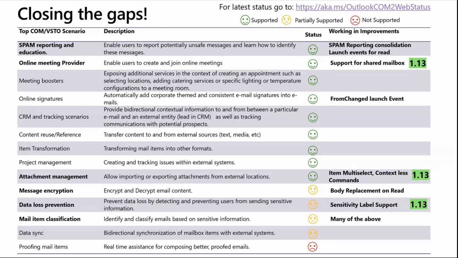So we're going to be shipping soon some improvements for spam reporting add-ins. In 1.13 we're including support for shared mailbox, something that you guys have asked for a lot. Item multi-select, contextless commands, and so on and so forth. Some of them are part of our announcement at the conference, 1.13. So let's go into that in more detail. Let me move on to the next chapter.